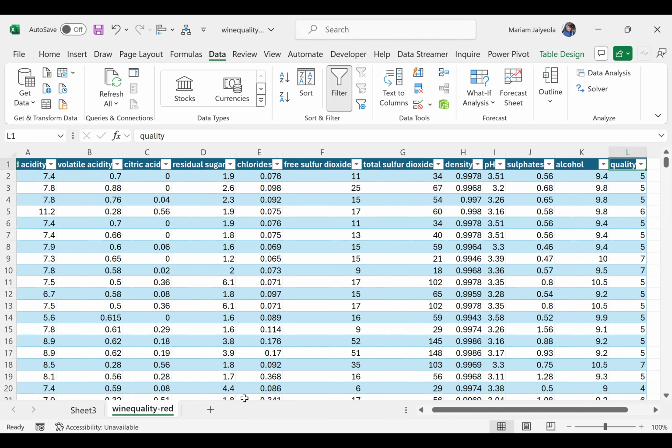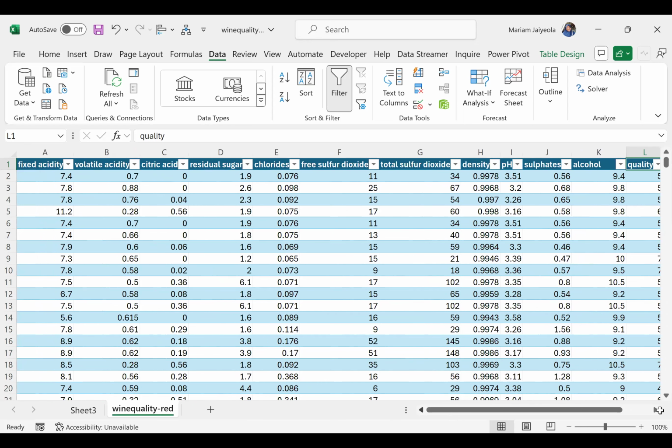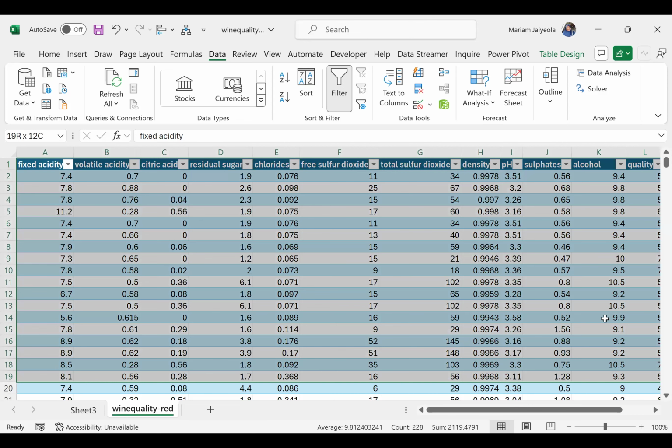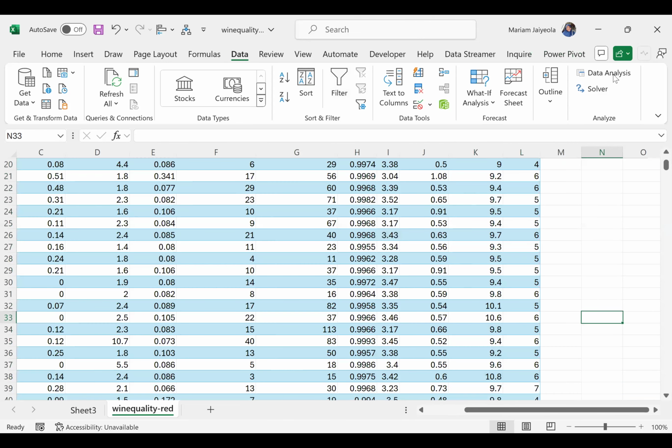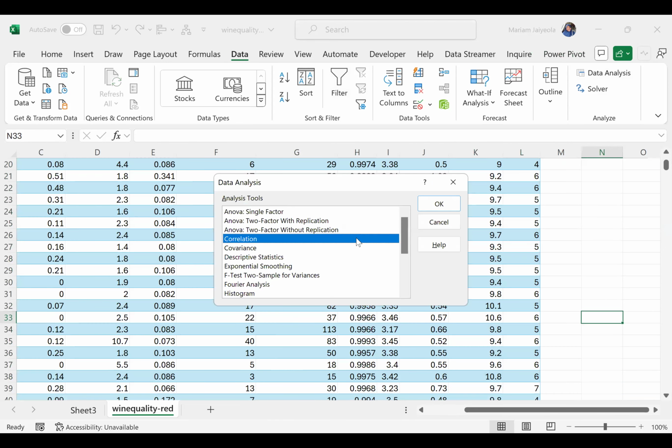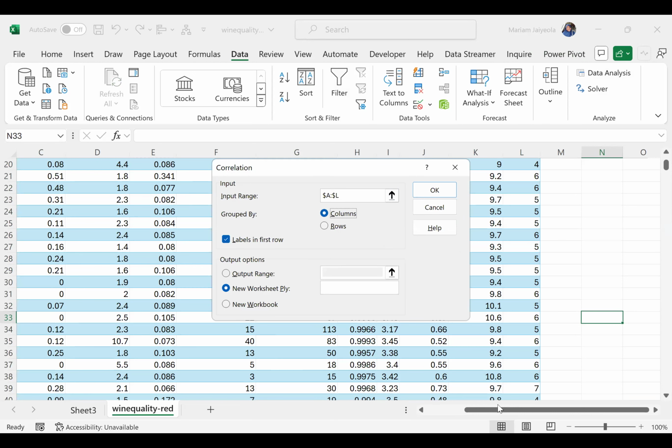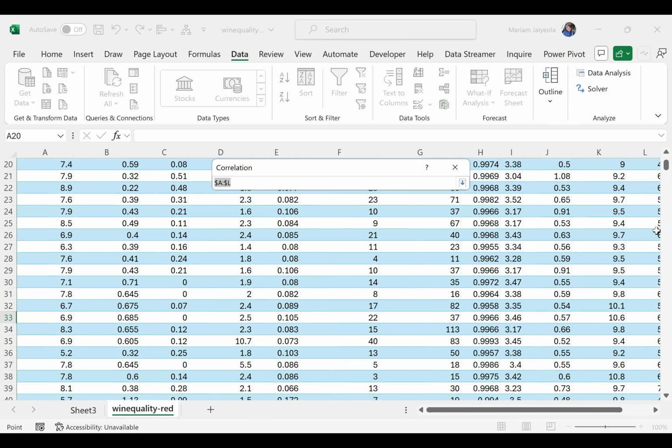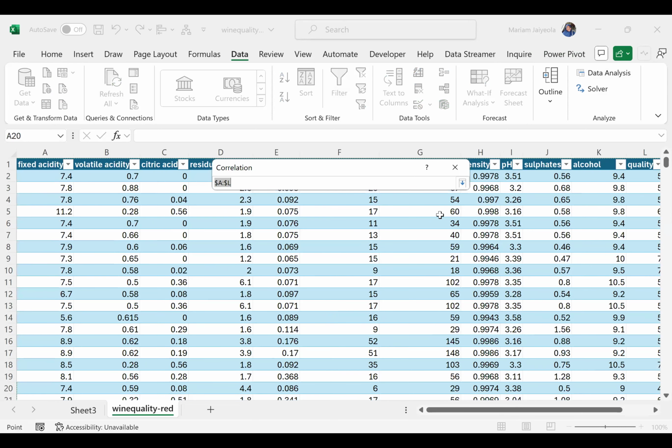So to do that, after you've added the heading, you can select your data, and then you come to Data Analysis, Correlation, okay? So you're going to input the range of the data. I've done that already. My data ranges from column A to L.